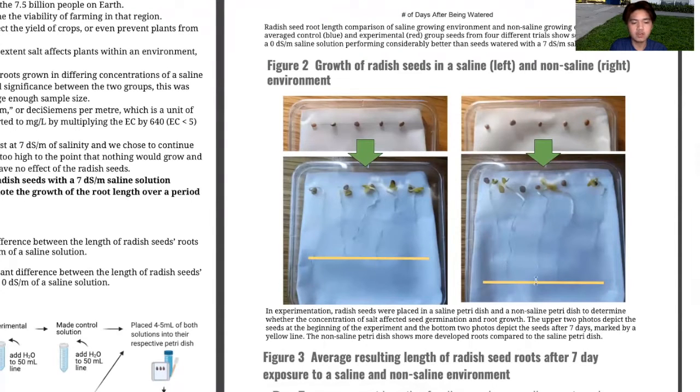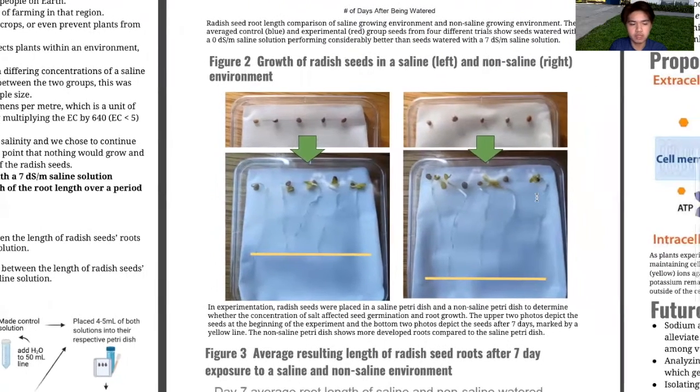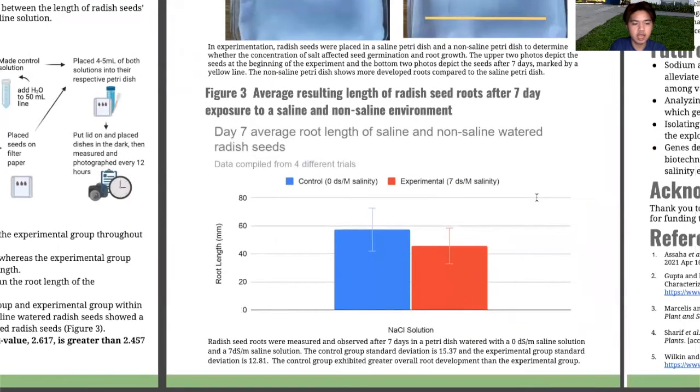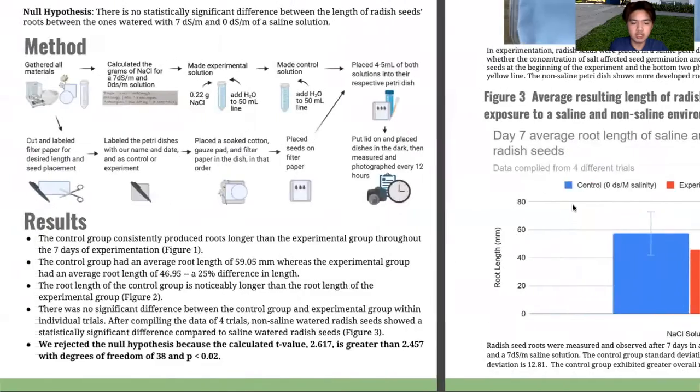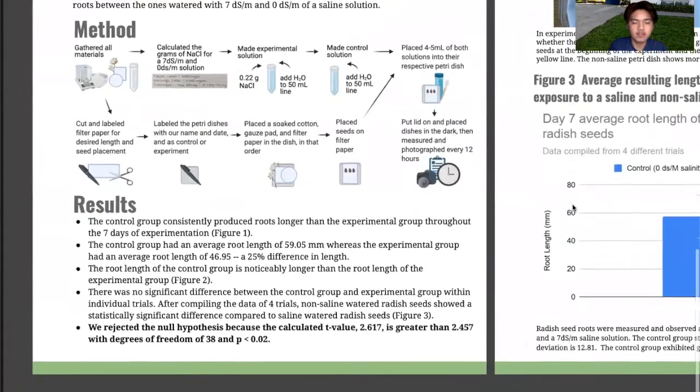Strangely enough, even though the differences between the two groups are apparent, we didn't discover a significant difference until we compiled the data of all 4 trials. And Figure 3 compares the averages of the root length and standard deviation of the two groups 7 days after being watered. Thus, we rejected the null hypothesis and found a significant difference between the control and experimental groups.